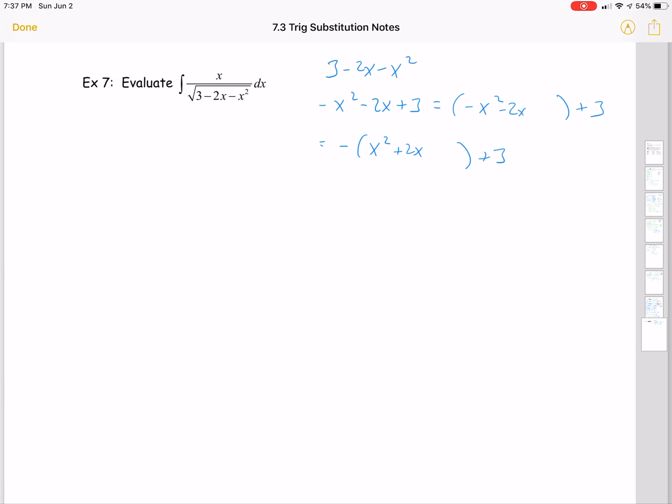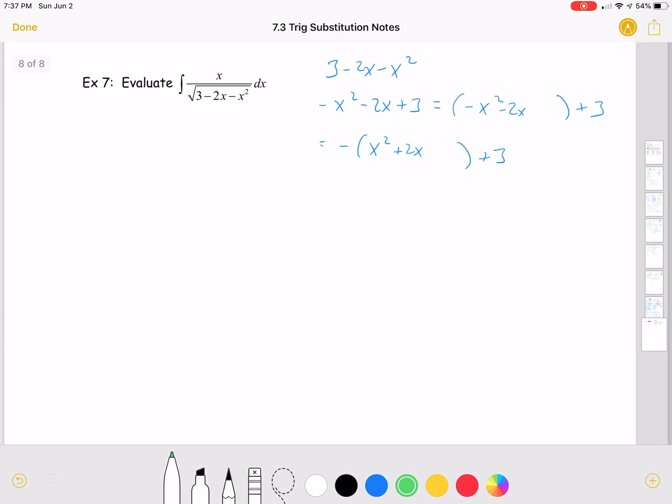So what I'm trying to do is get what's in this parentheses to be a perfect square of some kind, because then I'll have the form that we're used to seeing underneath the square root. So in order to do that, I have to go to our old friend completing the square. Remember, the idea was you take and divide that middle term in half, and then you square it to give you what's left. So 2 divided by 2 is 1, squared is 1.